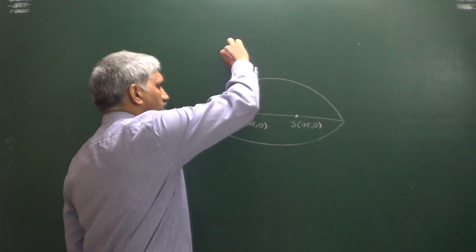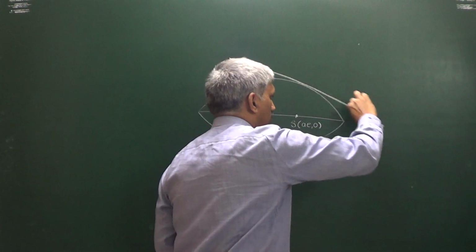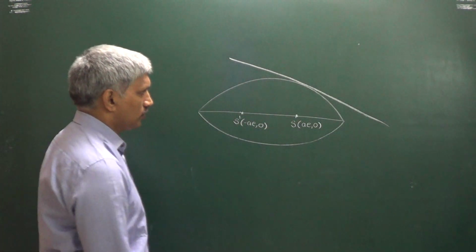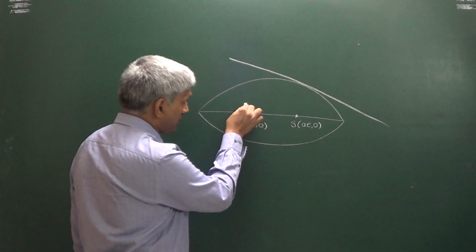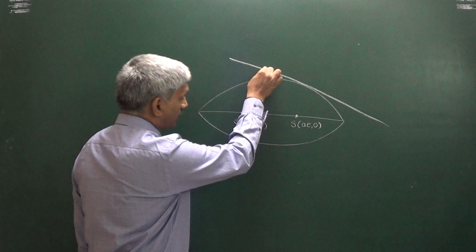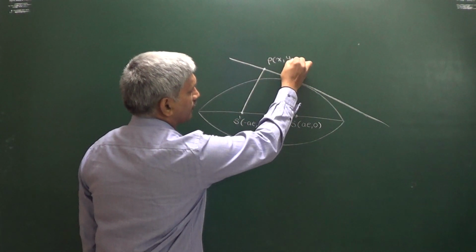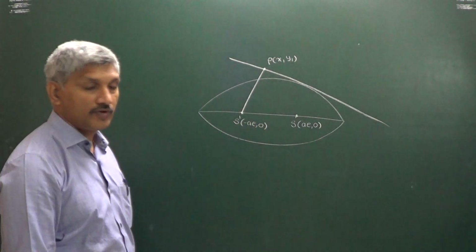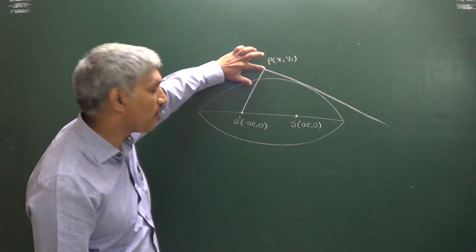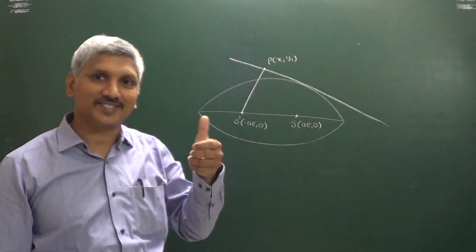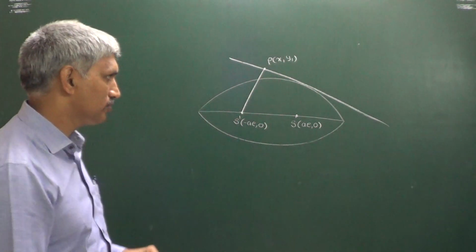Now at a point, this is the tangent drawn. From this focus onto any tangent, consider the foot of the perpendicular. The locus of the foot of the perpendicular from a focus onto this tangent is a circle. That circle is called the auxiliary circle. Let us try to discuss it.